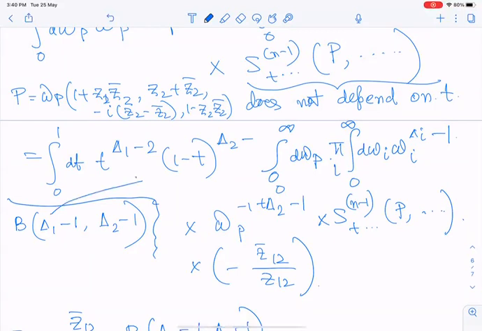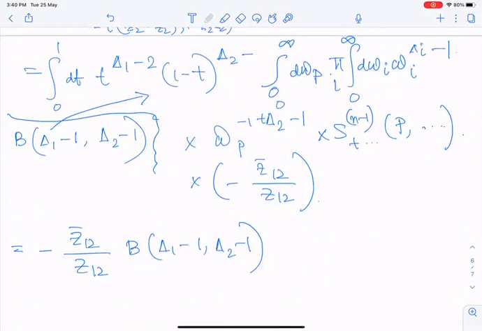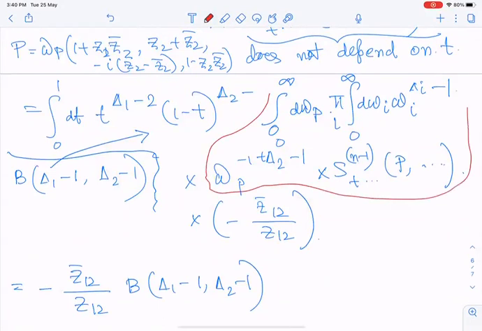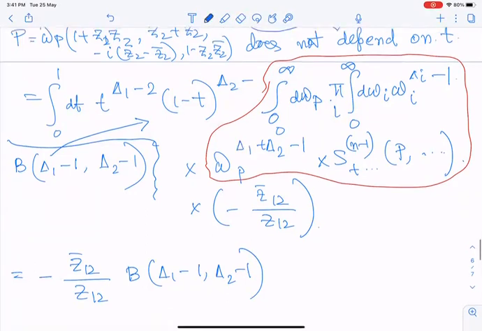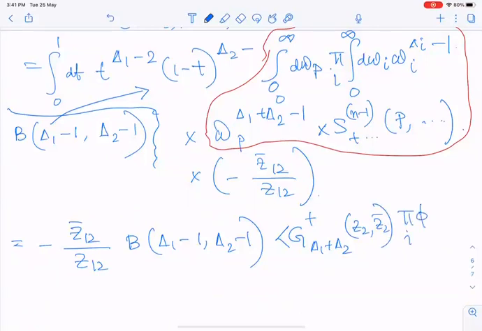So this beta function is just this integral times this, and then you have this integral. So this is a Mellin transform. All the omega i's are fixed. You can see that this integral is essentially with delta 1 plus delta 2 shifted. We can write it with z bar 1 2, and the product of all the other i's remains unchanged.